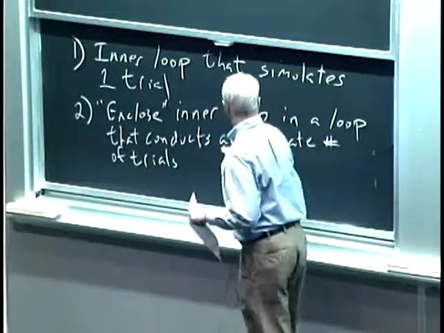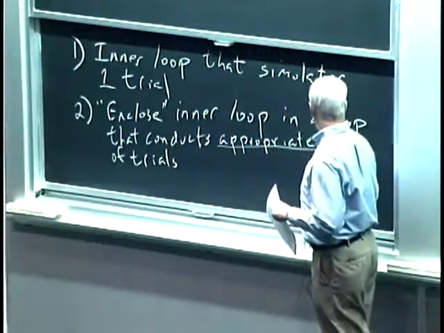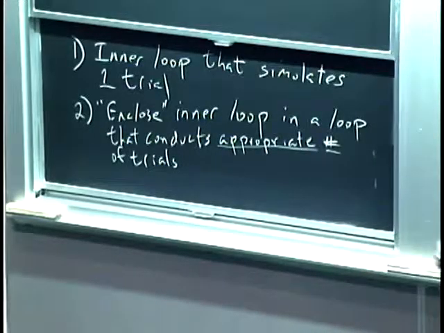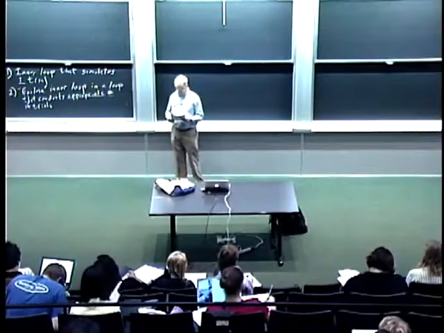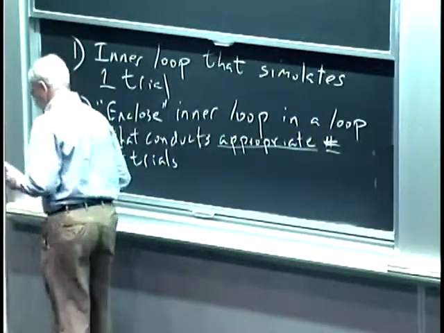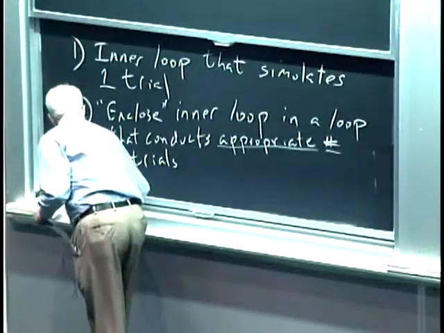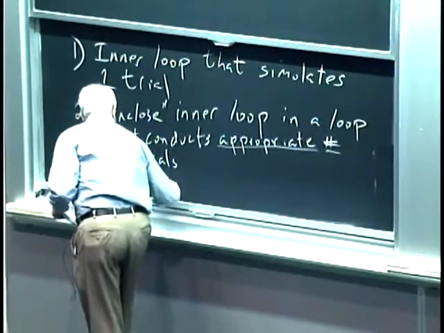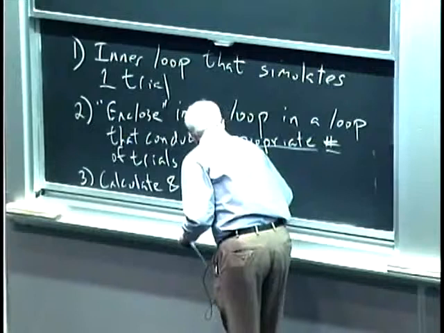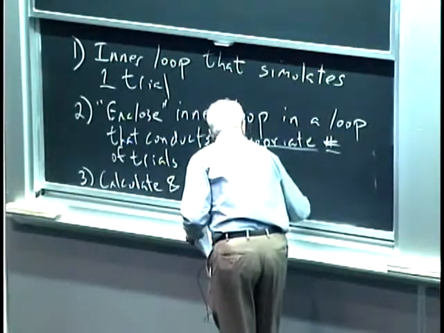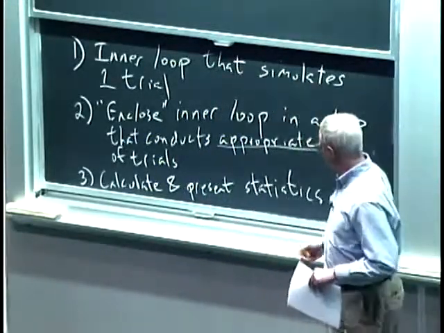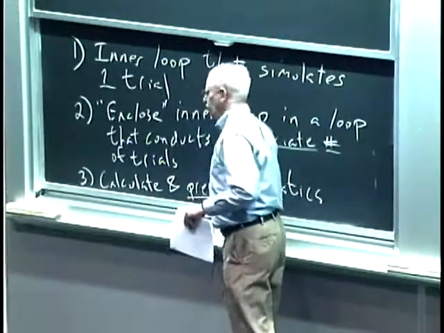Now, a little bit later in the term, we'll get to the question of how do we know what an appropriate number is. For today, we'll just say a lot. And we'll talk about that a little bit more. And then finally, what we want to do is calculate and present some relevant statistics about the trials. And we'll talk about what's relevant, and I want to emphasize today the presentation of them.